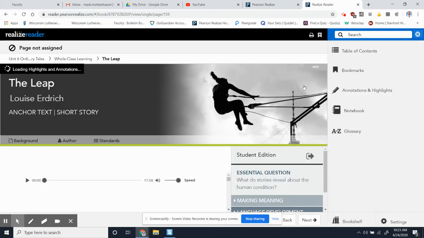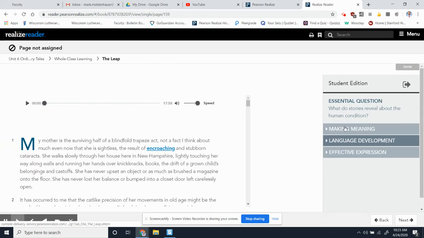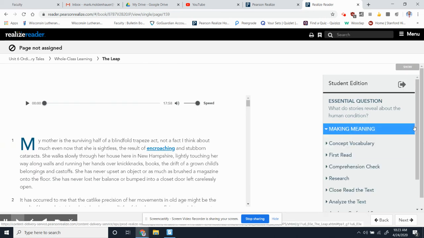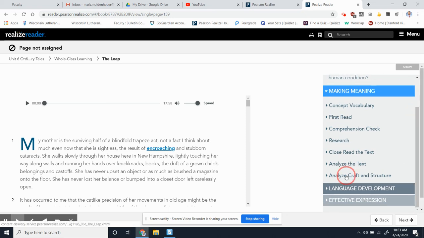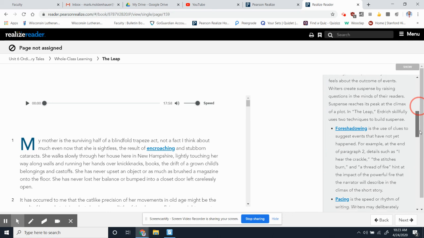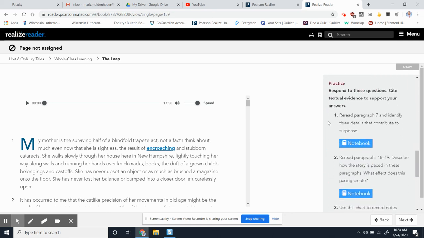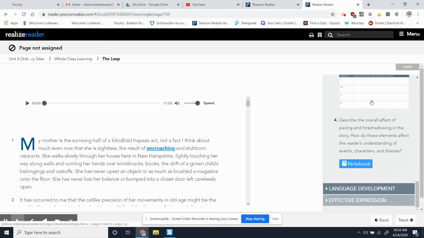But when you get into the leap, you're going to be in this story right here, and this is where I need you to be. The two things that you're going to do is, first of all, I like to hide this. First of all, you're going to go into making meaning. When you go into making meaning, go down right here to analyze, craft, and structure. And under analyze, craft, and structure, you will be doing question 1, question 2, and question 4. You can completely skip this chart. I'm not making you do that.